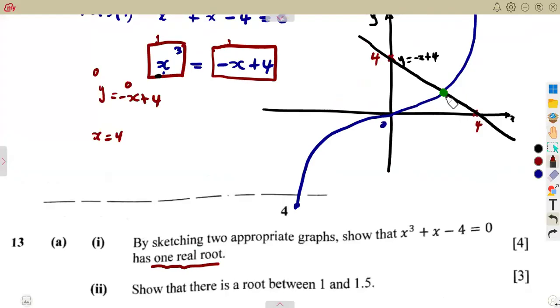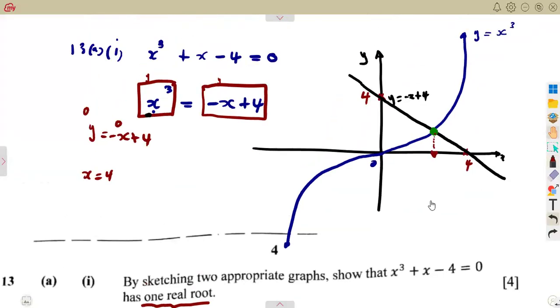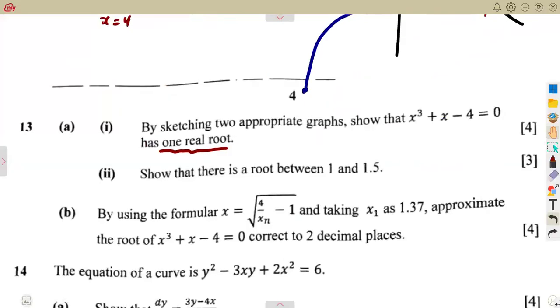So you're going to have a root which we do not know exactly what it is going to be, but we are going to have a solution or a root somewhere there representing x. All right. Then, show that there is a root between 1 and 1,5. We do not have the answer, we do not even know that root, but they're just saying show that the root is between 1 and 1,5.